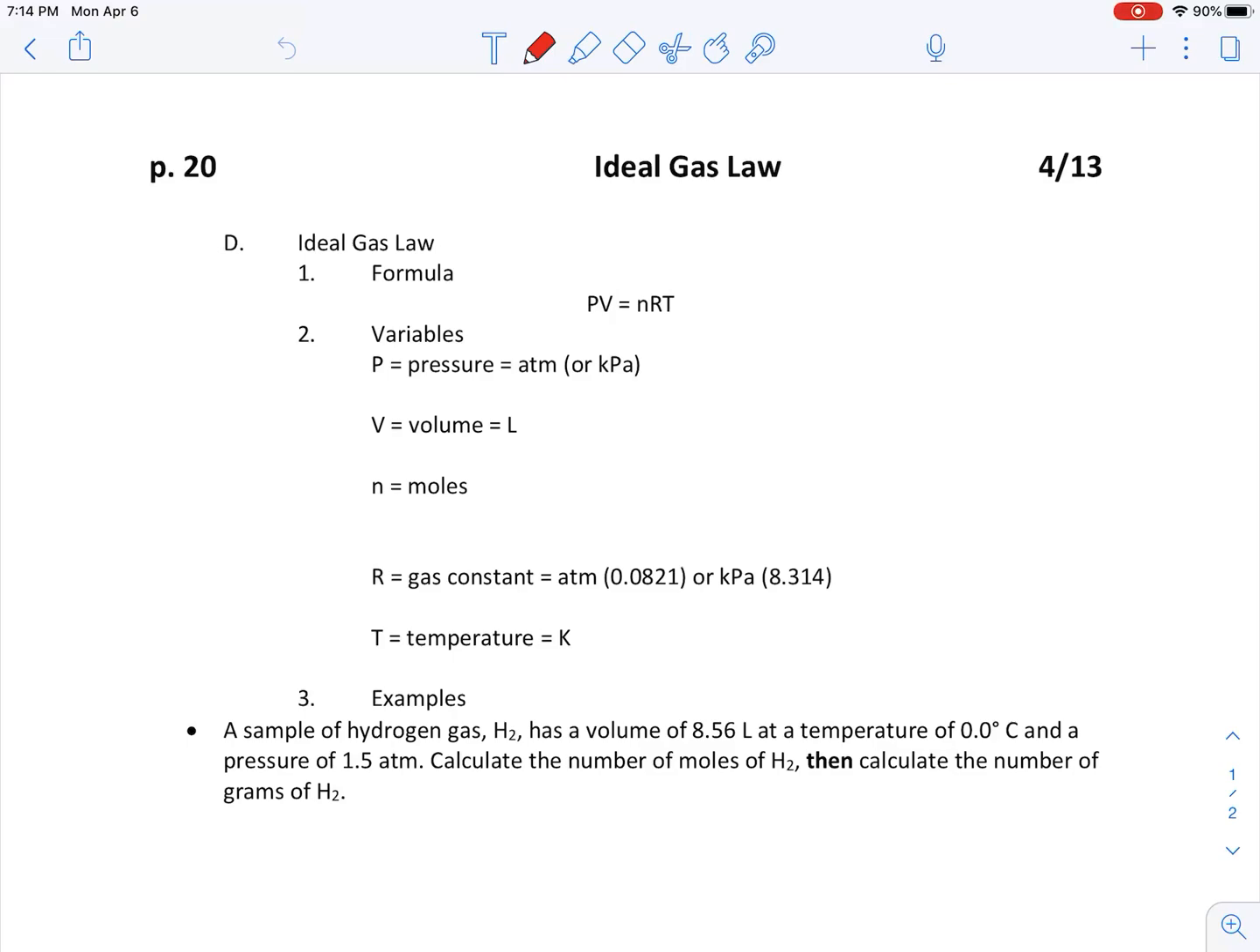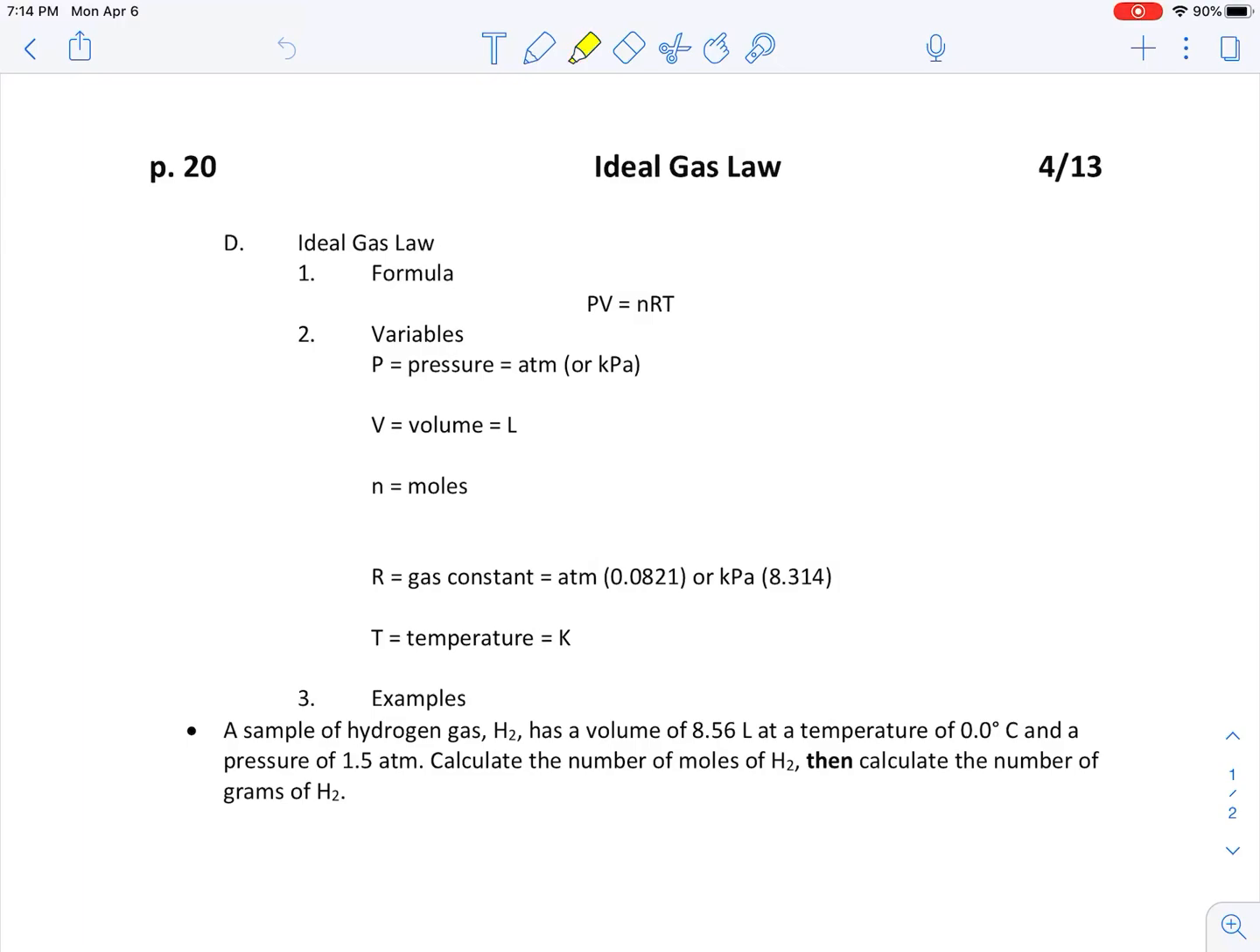We have one last thing to learn that requires mathematics, and that's the ideal gas law. We've talked about Boyle's law, Charles' law, and the combined gas law, which brings Boyle's law and Charles' law together. The last thing we're going to learn about in this unit mathematically is the ideal gas law. Our formula for the ideal gas law is PV equals nRT.